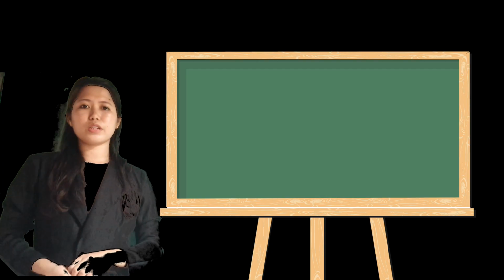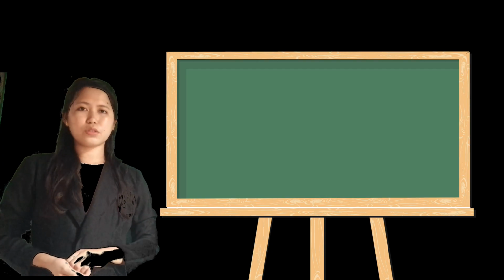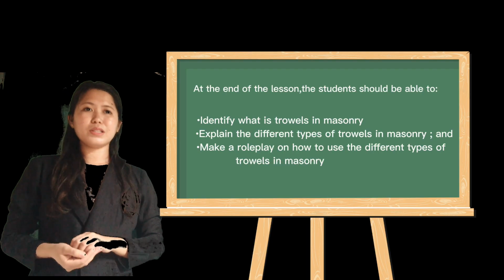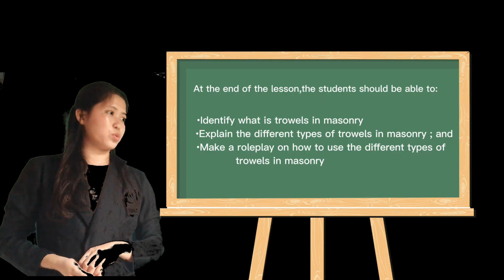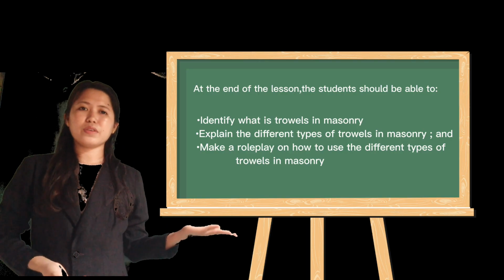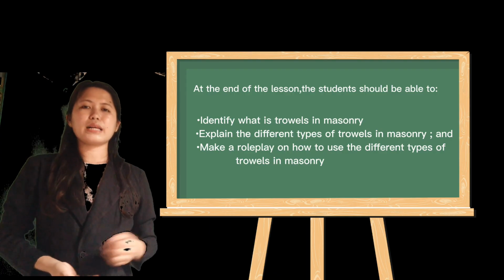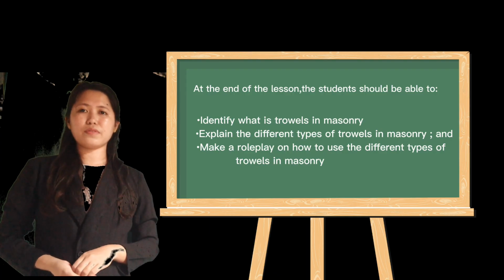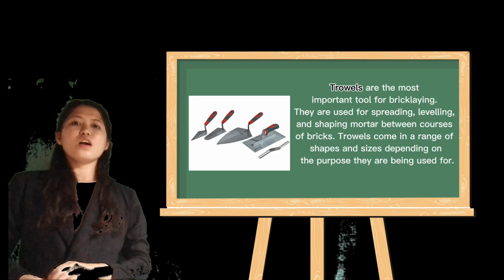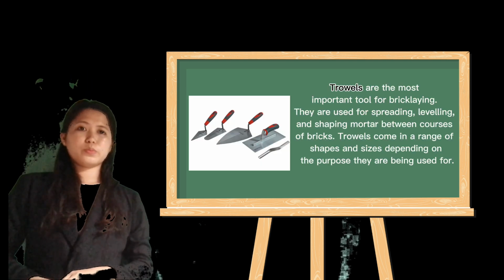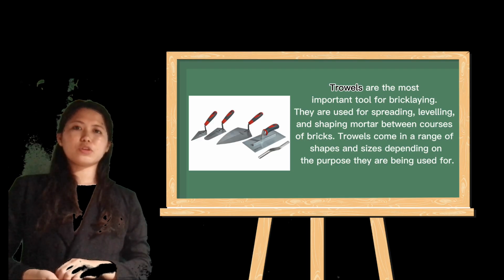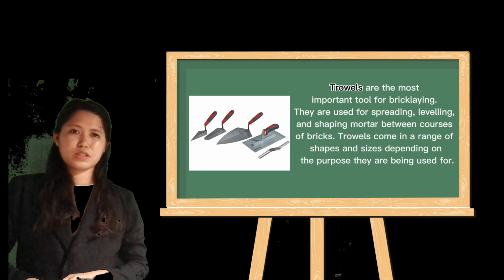Before we proceed with our new lesson, let me introduce you to the objectives. At the end of the lesson, the students should be able to identify what trowels are in masonry, explain the different types of trowels in masonry, and make a role play on how to use the different types of trowels in masonry. So, what are trowels? Trowels are the most important tool for bricklaying. They are used for spreading, leveling, and shaping mortar between courses of bricks.